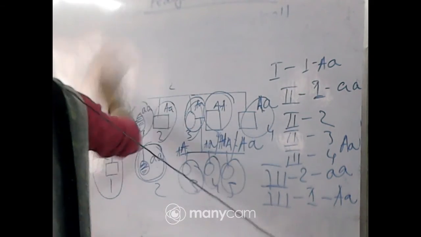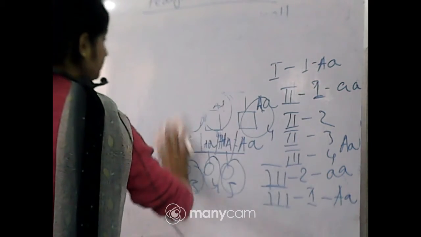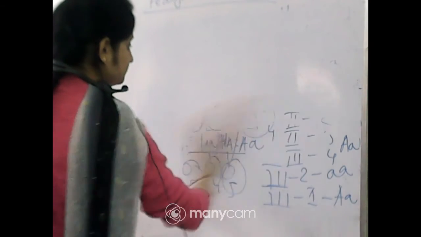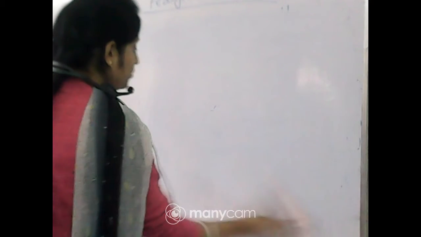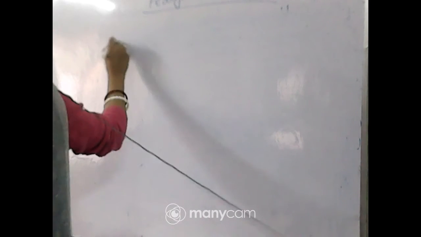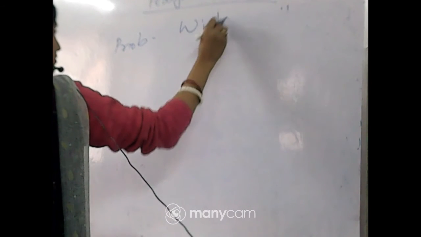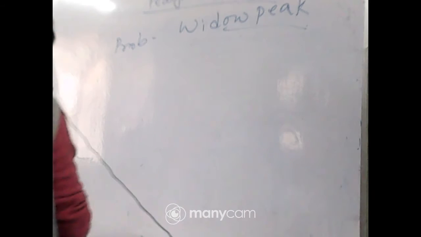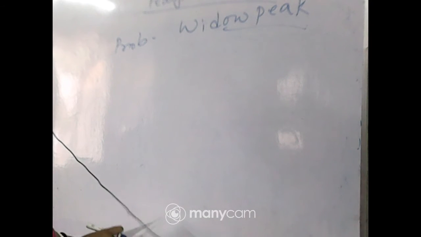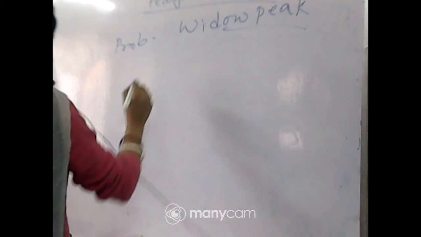Next one: widow peak. Since it's problem 2, widow peak, that is homozygous and heterozygous. Widow peak is the dominant trait. It is a dominant trait. Dominant means they never skip a generation.